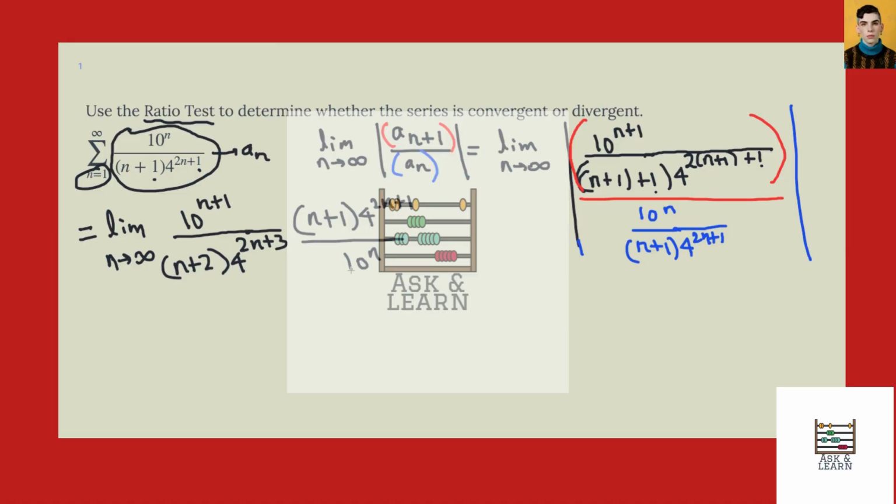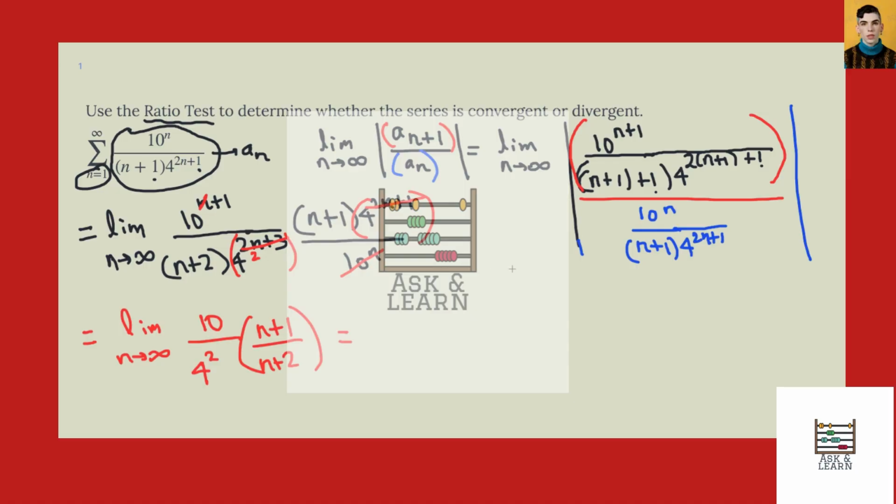We see that we could cancel the denominator there, the 10 to the n, with this 10 to the n up here. So that'll just give us a 10 in the numerator. And then looking at these terms over here, if we cancel the 2n plus 1, we'll just have a 2 in the exponent left over in the denominator. And then we still have n plus 1 over n plus 2.